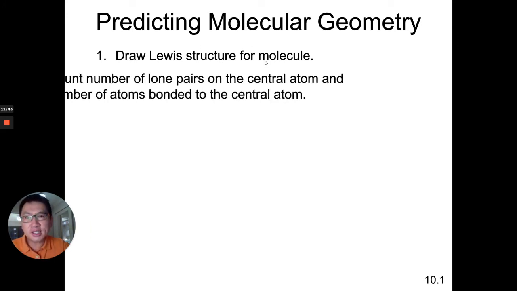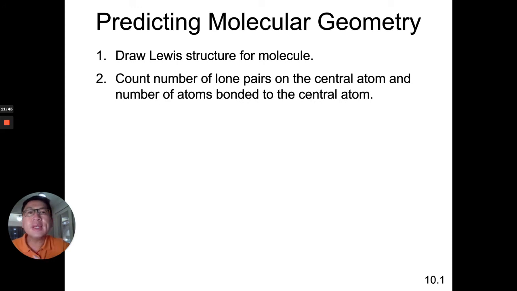Once you have the Lewis dot structure, look at only the center atom. Count the number of lone pairs on that center atom, and the number of atoms bonded to that center atom. And the number of atoms, I don't care if it's single bonded, double bonded, triple bonded. Count the number of atoms attached to that center atom. That's all we care about. How many atoms are attached to that center atom?